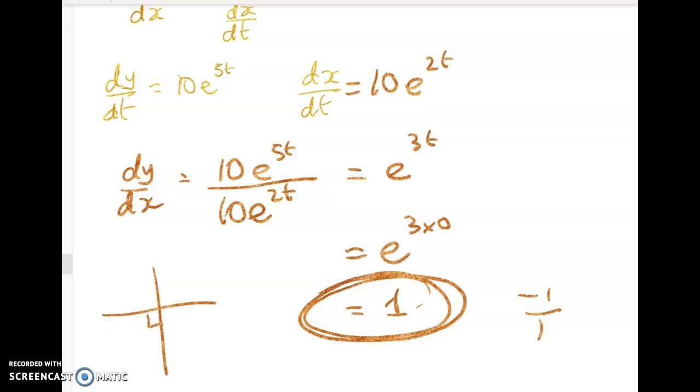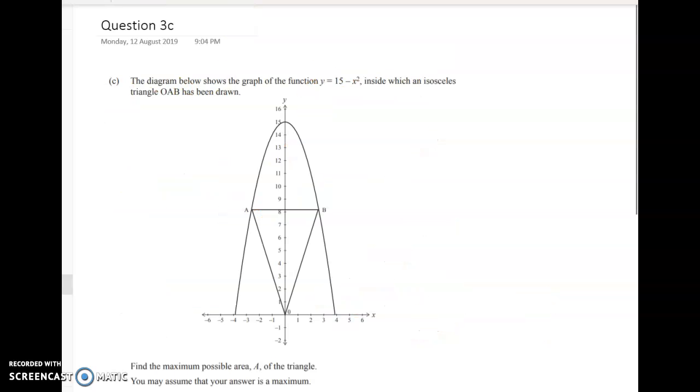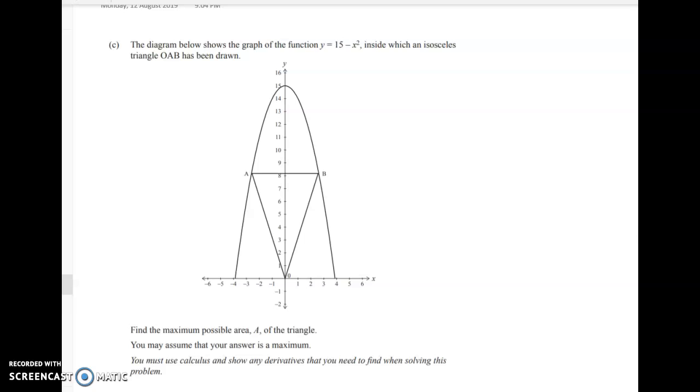Okay, on to 3c. So this is a merit question, and I think when you first look at it, it looks like it's hard. I actually think it could be in a level 2 paper because there's not that much to it. So we've got a parabola, an inverted parabola, y is equal to 15 minus x squared, and we've got an isosceles triangle, OAB. So here's OAB, and we want to figure out the maximum possible area of the triangle.